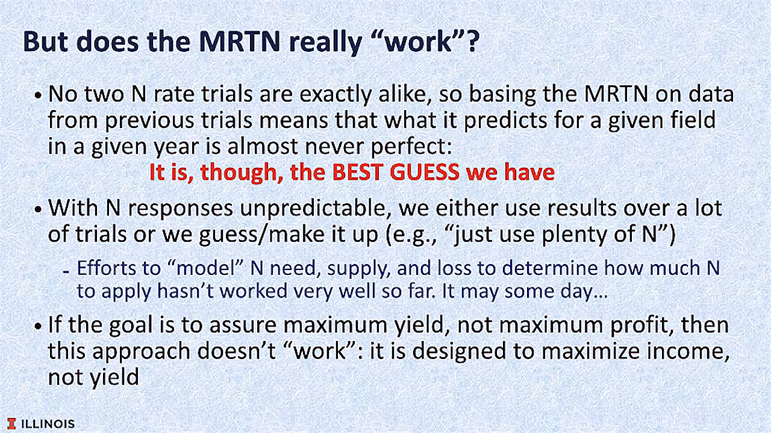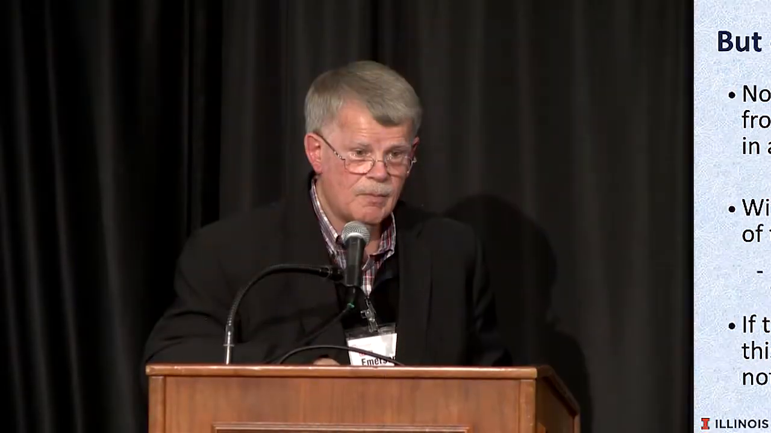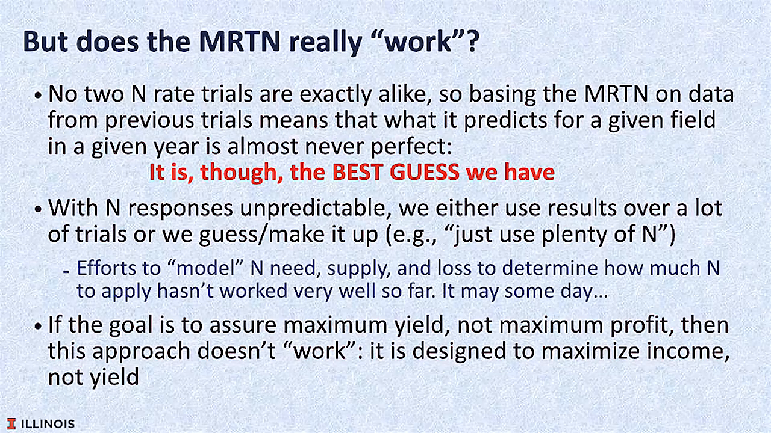Does it really work? And this is probably the biggest knock. People look at this and say, well, does that really work? No two NREC trials are exactly alike. So basing the MRTN on data from previous trials means that it predicts for a given field in a given year, and that prediction is almost never perfect. It's an average over all those trials. It is, though, the best guess we have. And with N responses unpredictable, we either use results like this over a lot of trials or we make it up.